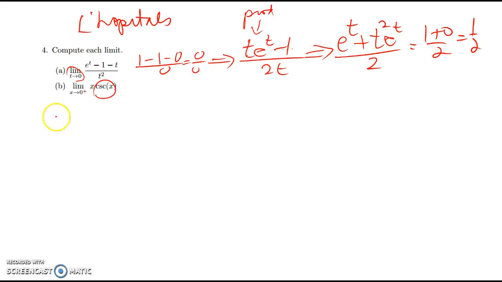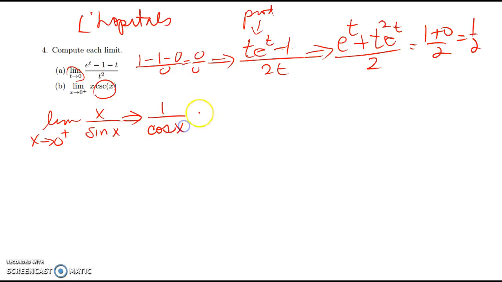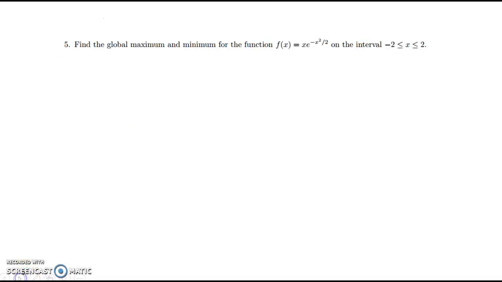We don't want to work in cosecant. We're actually going to rewrite that cosecant as 1 over sine. So this is the limit that we want to do as x goes to 0. I think what I want to do is take the derivative, because this will be indeterminate. The derivative of x is 1. The derivative of sine is cosine, right? And if I substitute in 0 for cosine, I get 1, so my limit should be 1.